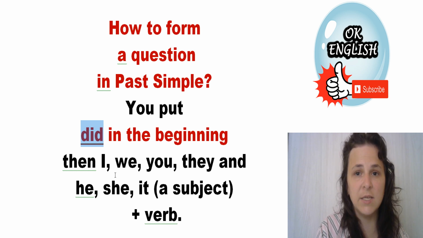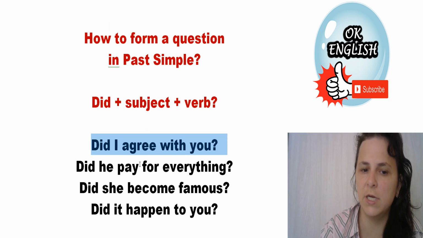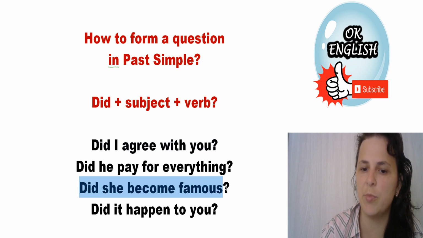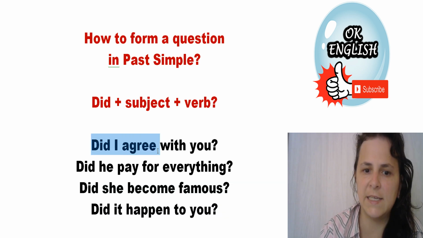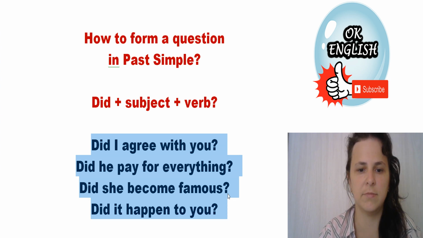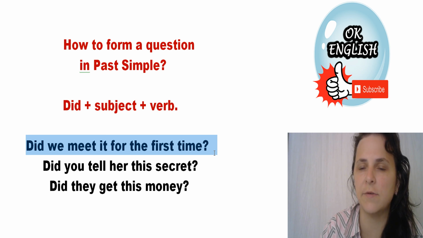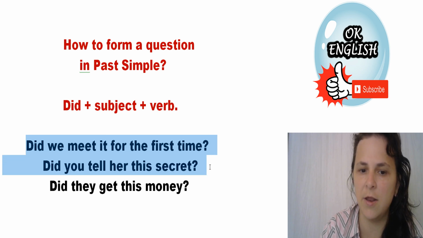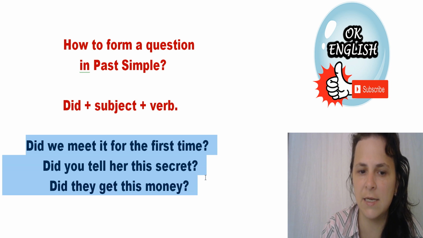How to form a question in past simple? You put did at the beginning of the sentence. Did I agree with you? Did he pay for everything? Did she become famous? Did it happen to you? Did we meet for the first time? Did you tell her this secret? Did they get this money?